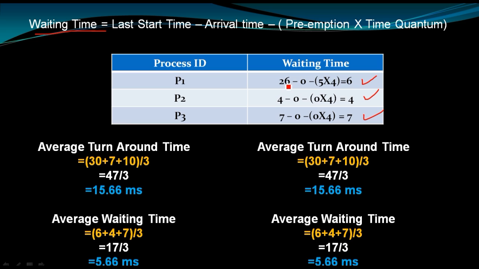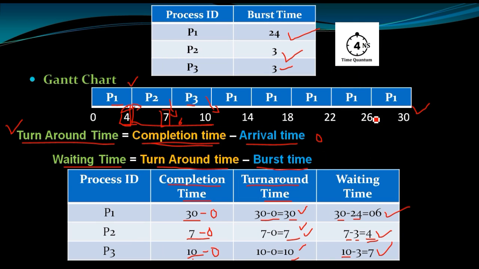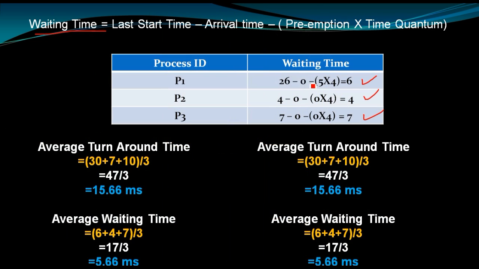So 26 is the last time of arrival. Let us just go back. Last time of arrival means this is the 26th nanosecond when P1 is arriving last time. So that is the 26 value. Minus 0, 0 is the arrival time, right? Minus 5 into 4. So what is 5? 5 is the preemption.